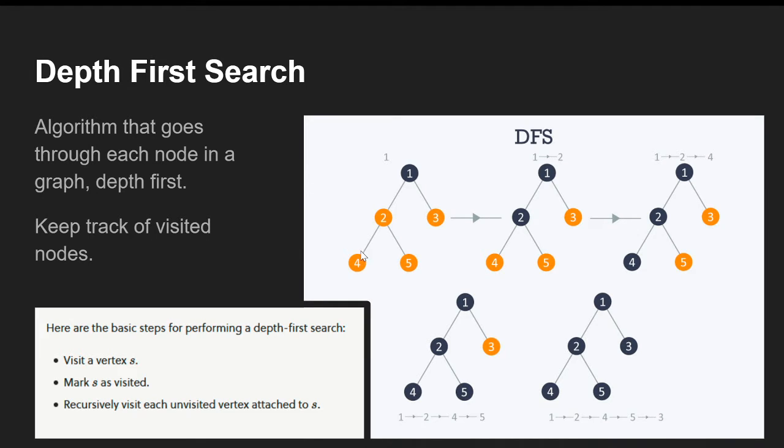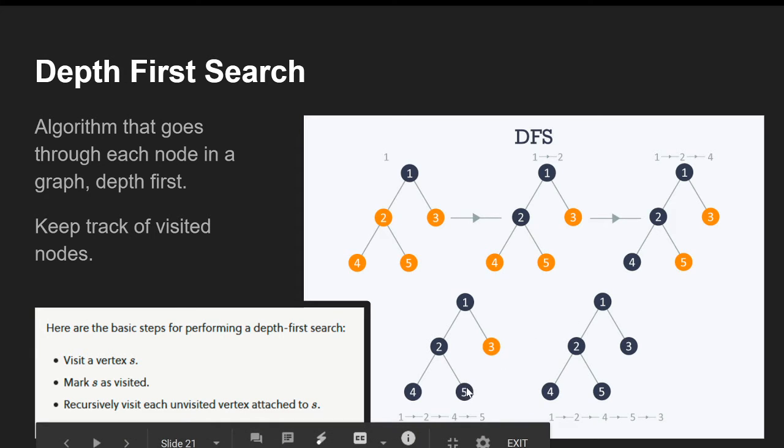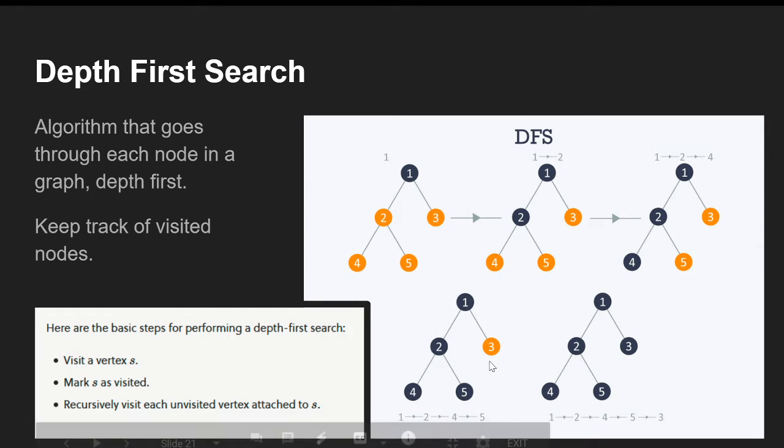And then we explore 4. Once we explore 4, we realize that there are no connected nodes that we haven't visited. From here, we backtrack to 2, and then we go to 5. Once we explore 5, or record it or do whatever we want, we go back to 2, and we see that there's nothing we can do with 2, so we go all the way back to 1. And then 1 is directly connected to 3.